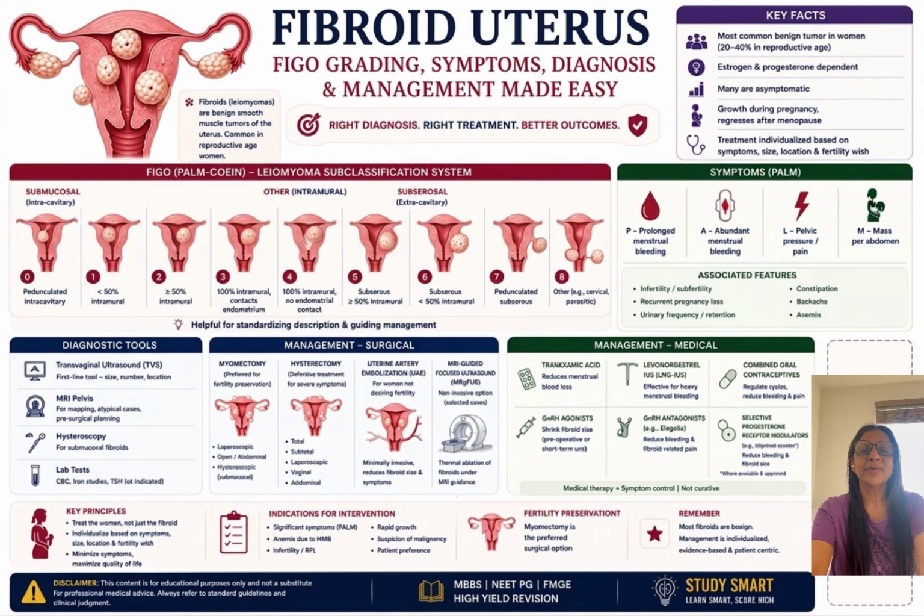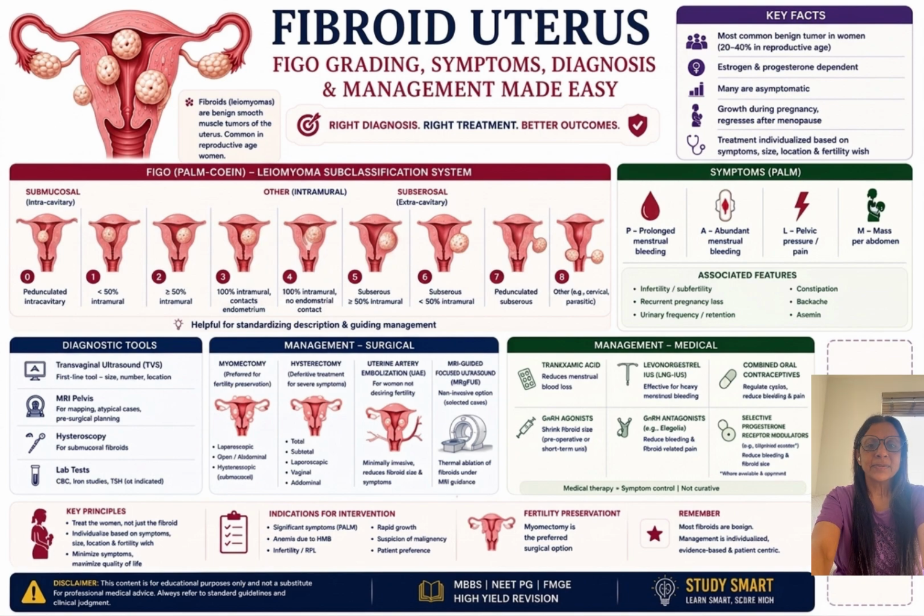Today we will know about FIGO classification for fibroid, its gold standard investigations, clinical features and treatment. Fibroids are the most common benign tumors, seen in 20 to 40% of reproductive age group women. Most of the time fibroids are asymptomatic, but sometimes patients may get troublesome symptoms like menorrhagia, dysmenorrhea, pressure symptoms and infertility or subfertility. Coming to the FIGO typing or subclassification for fibroid, it is from 0 to 8.